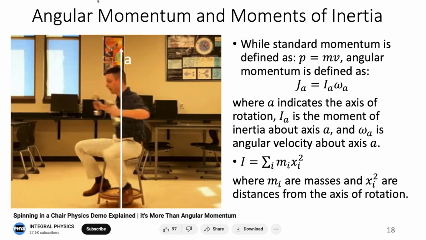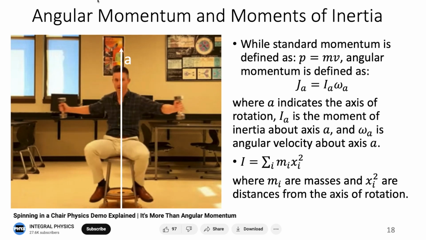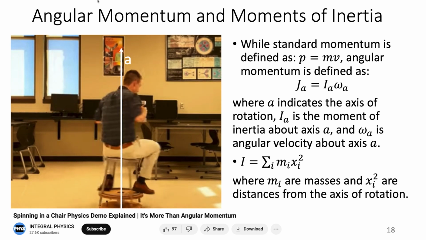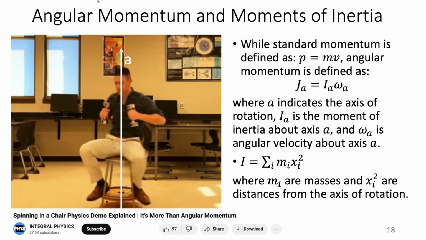And so this is why you can't just define an angular momentum in general for an object. You say, well, which axis is it rotating about? So that's an important piece to it. Okay, so now what do we mean by the I and the omega here?